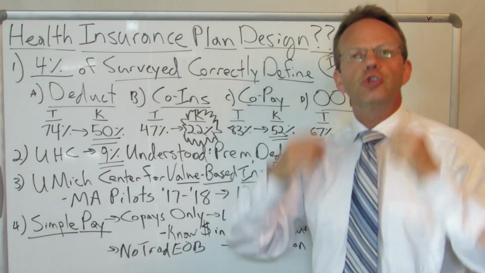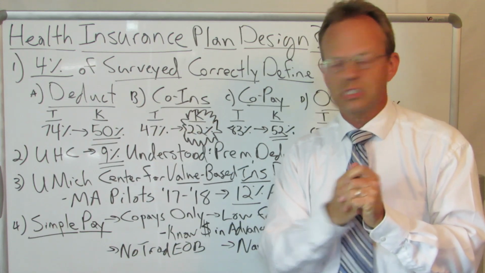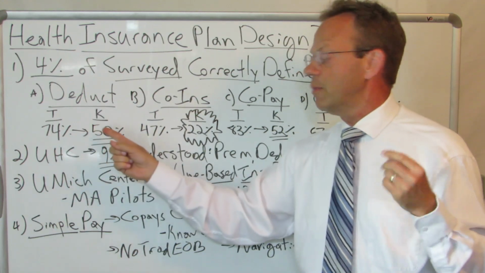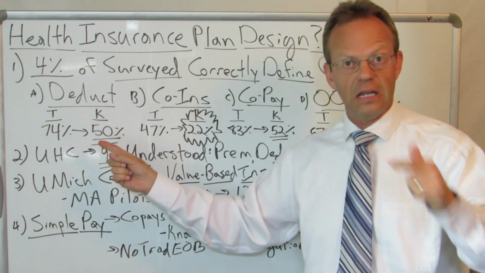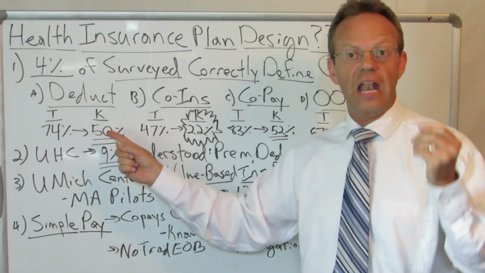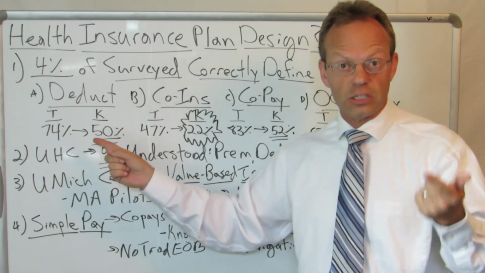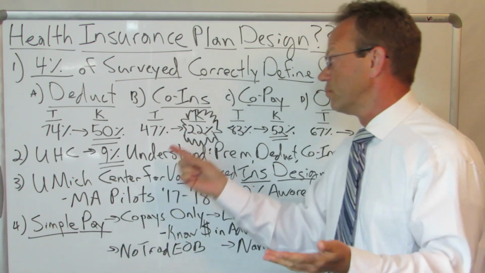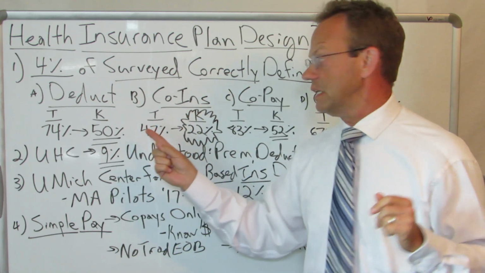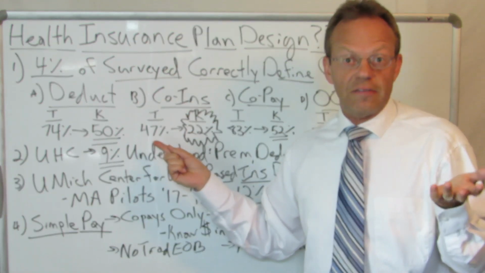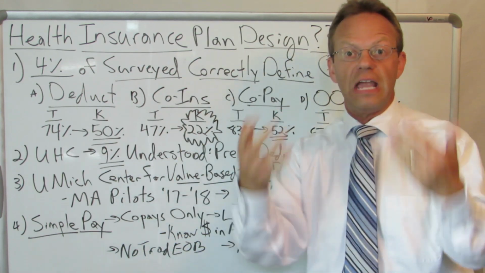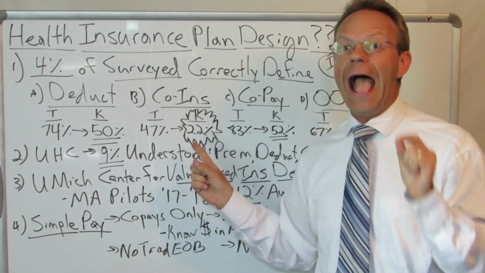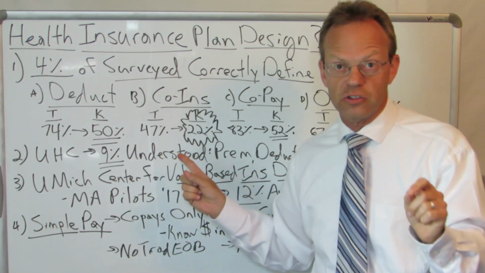they would ask them, do you think you understand what a deductible is? And 74% said, yeah, I think I know what a deductible is. But then when they asked them to define a deductible, only 50% actually knew what a deductible was. In other words, they overestimated their understanding. Now, co-insurance gets really interesting. Only 47%, so less than half of people, thought they understood what co-insurance was. And then get this, only 22% actually knew what co-insurance was.